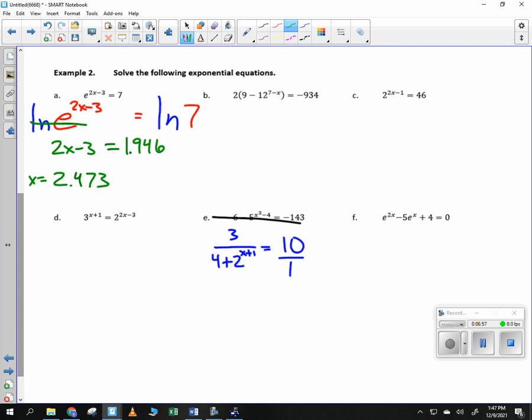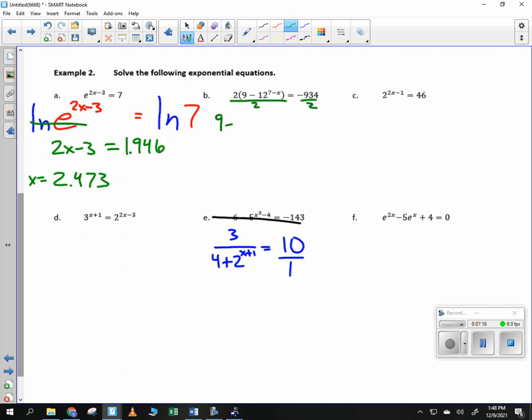Good? All right. How about letter B? I find most people get stuck on a problem like B. What do you want to do first? You could distribute the 2, or you could just divide the 2 off. So either option is fine. I would encourage you to divide the 2.